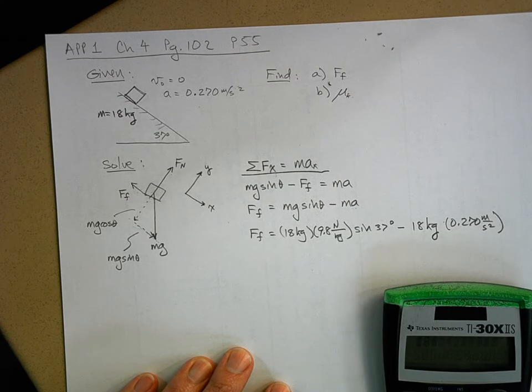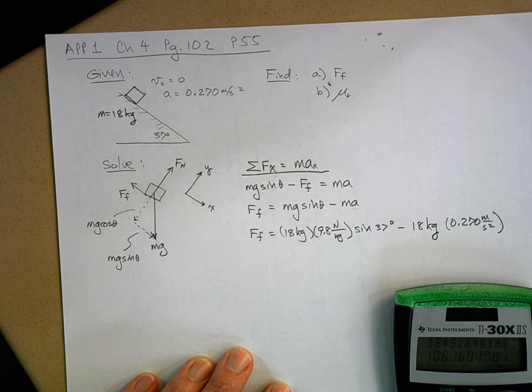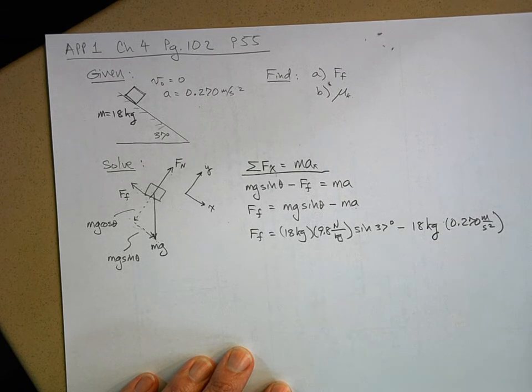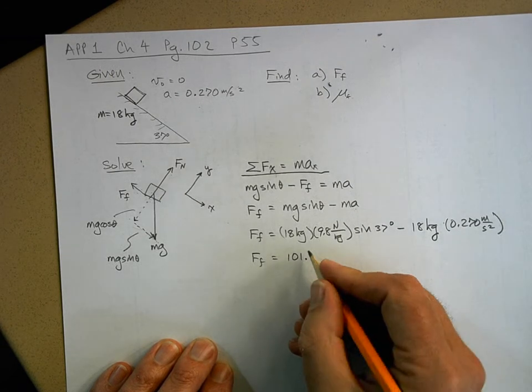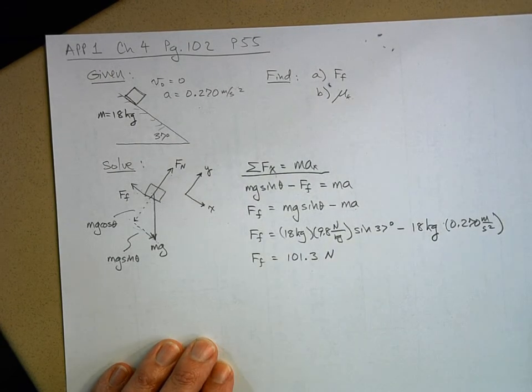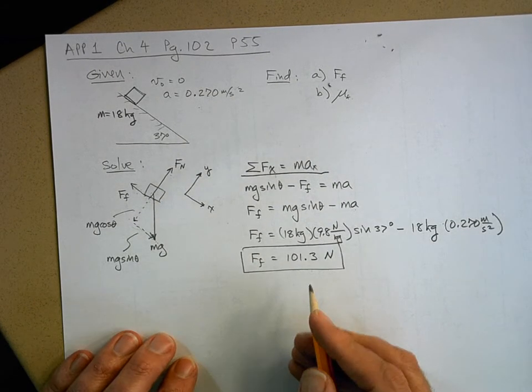So 18 times 9.8 times the sine of 37 degrees equals 106.2. And then from that, I'm going to subtract 18 times 0.270, and I get 101.3 newtons, or just 101. And I'm done with part A.